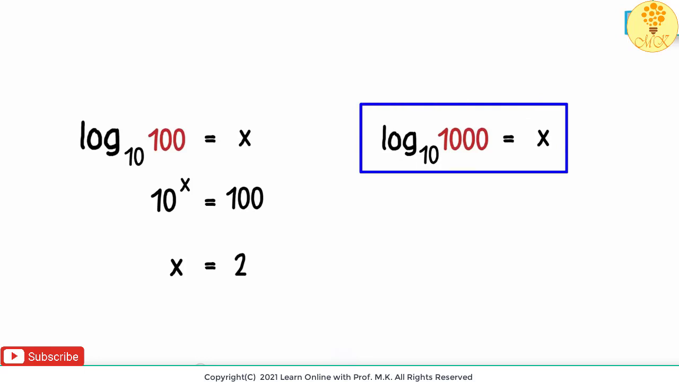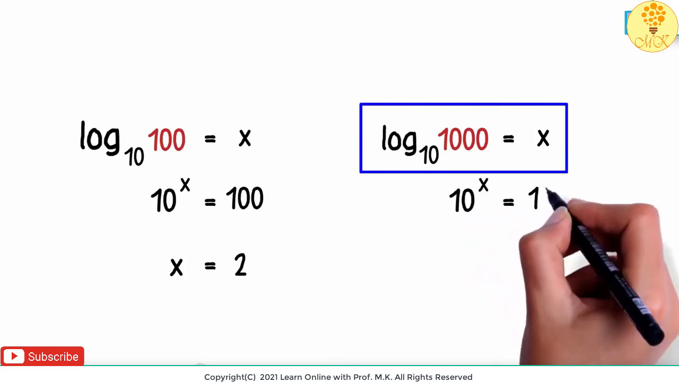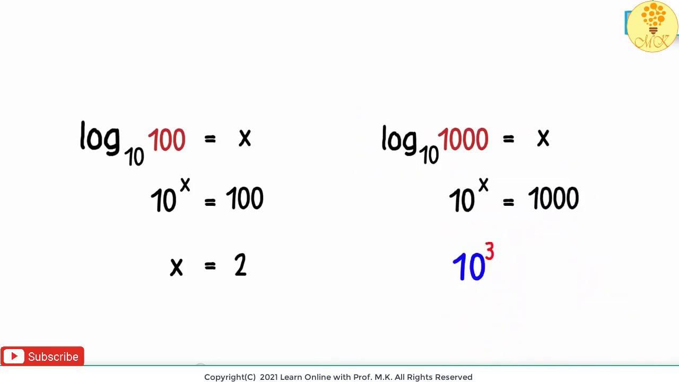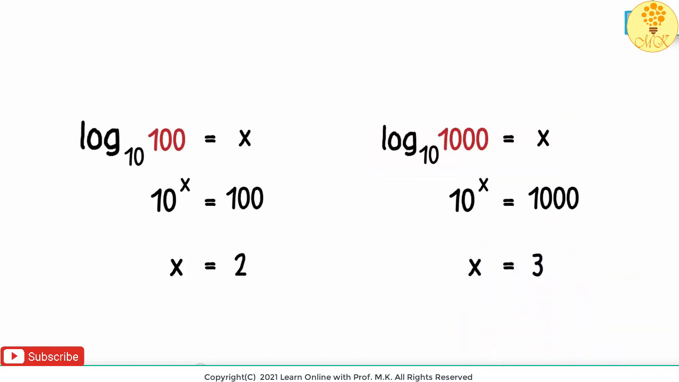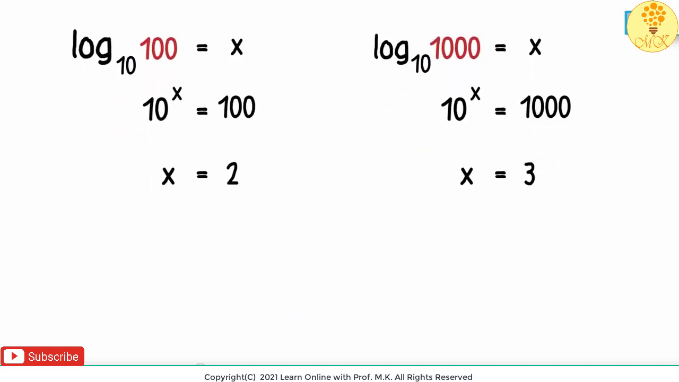This can be written as 10 raised to x is equal to 1000. And as 10 cubed is 1000, the value of x will be 3. Notice that if we take the logarithm to the base 10 of powers of 10, we get numbers like 2, 3, 4 and so on. Now how does this help us in real life?